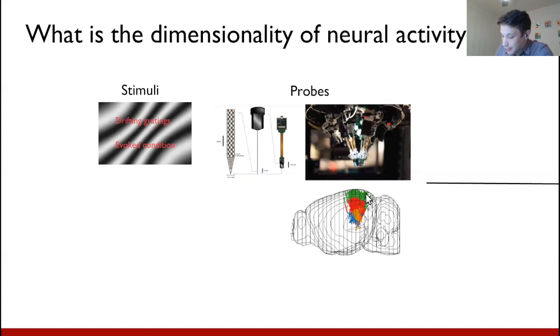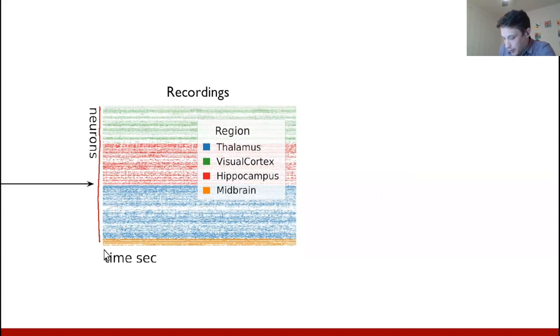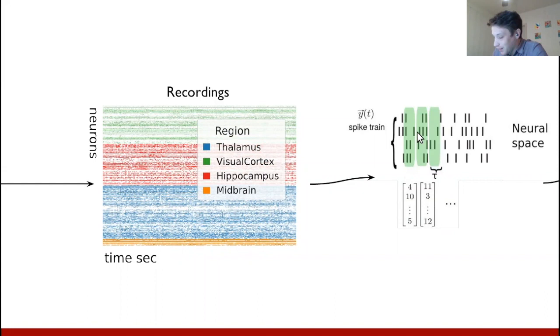So when you look at the recordings, they look like this. You have a lot of neurons here. And roughly what I'm displaying here is 2 minutes of the activity of these neurons across these regions. These are very high dimensional recordings. We're talking about thousands of neurons. And theoretical people like me are faced with the challenge of understanding these data.